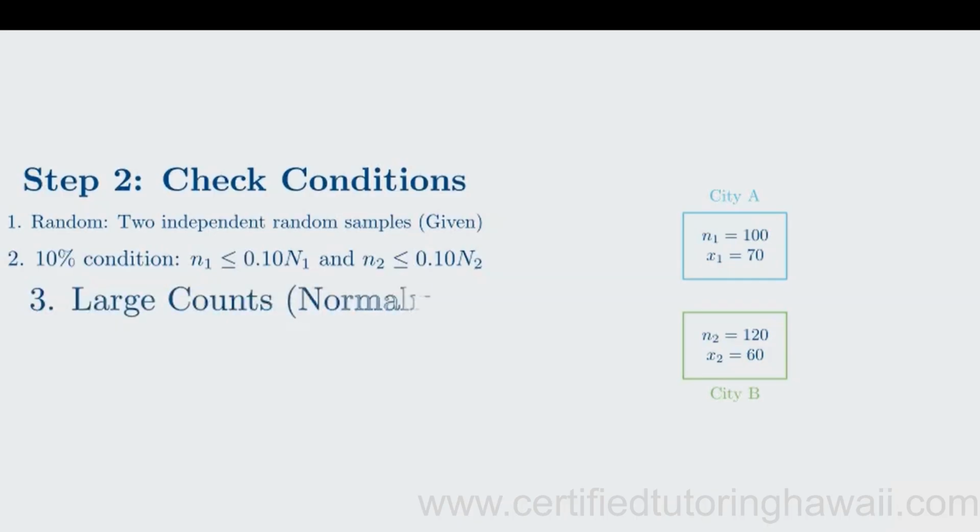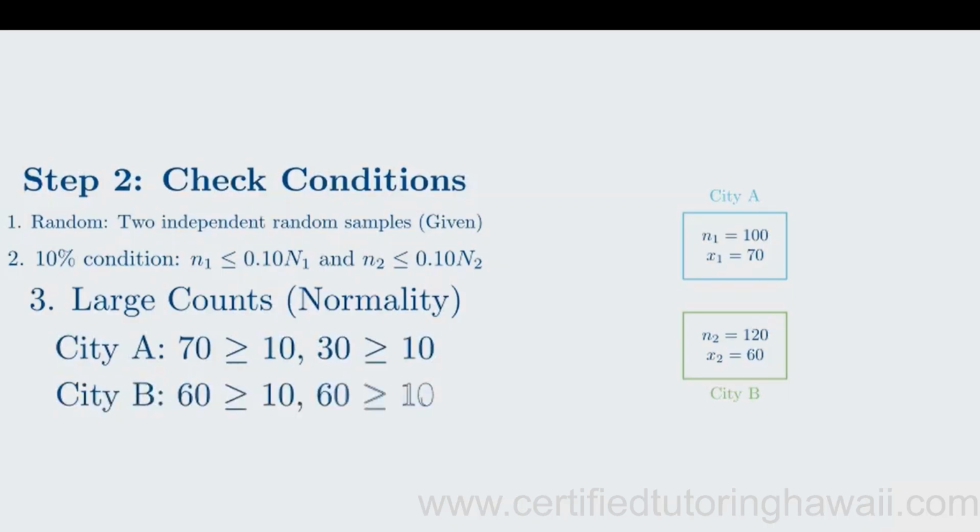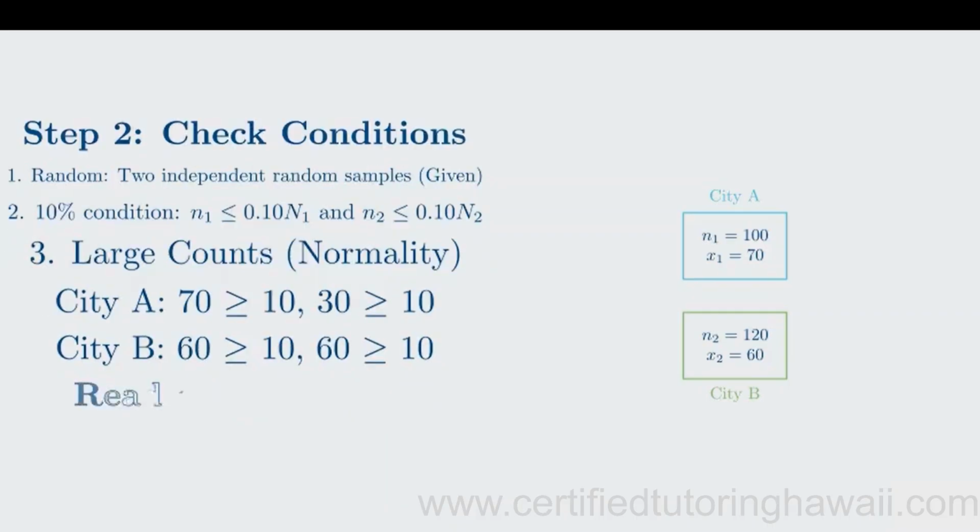3. Large counts. In City A, we have 70 successes and 30 failures. In City B, we have 60 successes and 60 failures. Since all these values are at least 10, the normality condition is satisfied. We are ready to calculate. Now that we've cleared the conditions, let's get to the math.